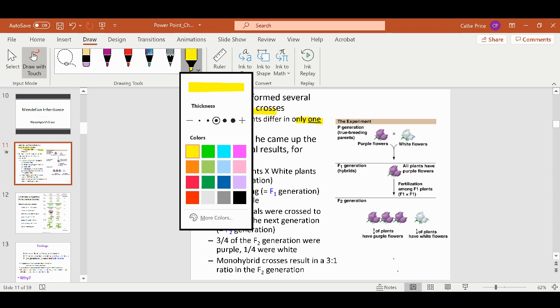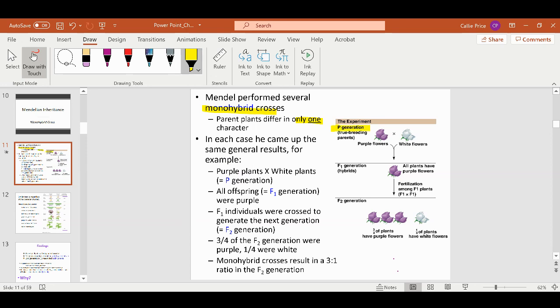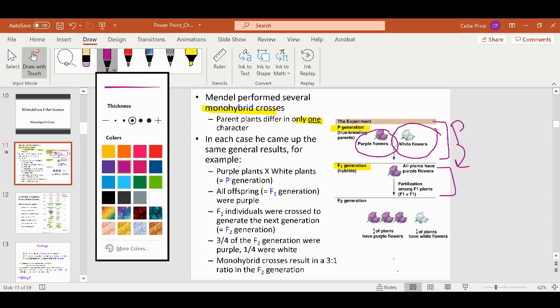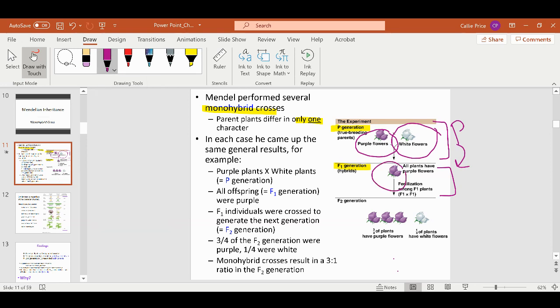So let's say that we start here in the P generation, so the beginning parents that Mendel was going to cross. He would choose one parent that only produced purple flowers, and he would cross that with an individual that only produced white flowers. These two plants right here represent the P generation. If we cross them, they will then produce what's called the F1 generation. What Mendel found is that all of the F1s turned out to be purple.